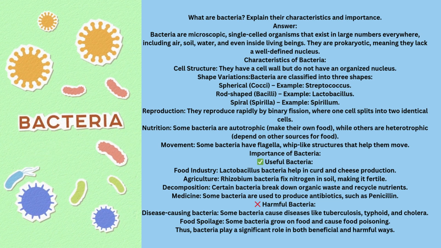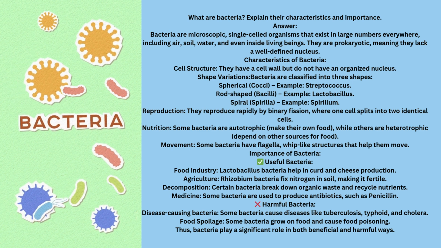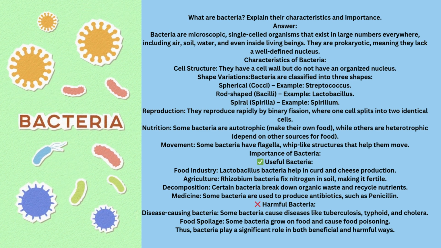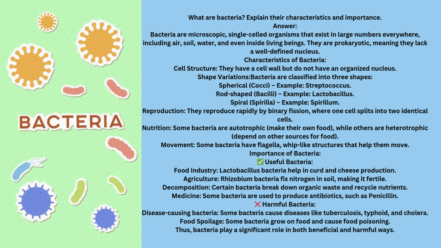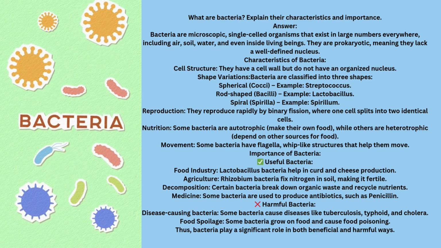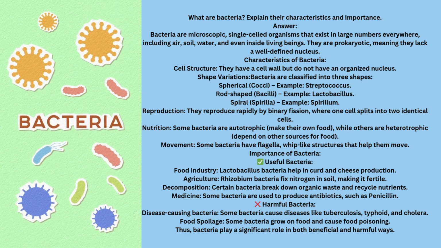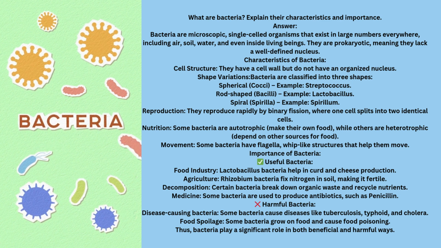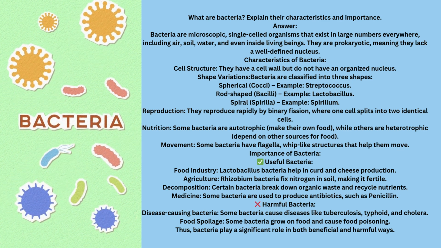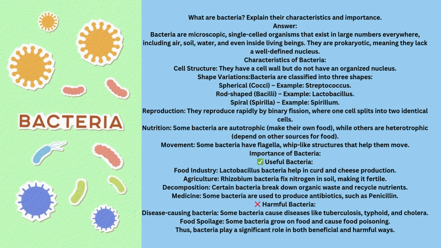Bacteria are microscopic single-cell organisms that exist in large numbers everywhere, including air, soil, water, and even inside living beings. They lack a well-defined nucleus. They have a cell wall, and they are classified into 3 shapes: spherical, rod shape, and spiral shape. They reproduce rapidly by binary fission, where one cell splits into 2 identical cells.